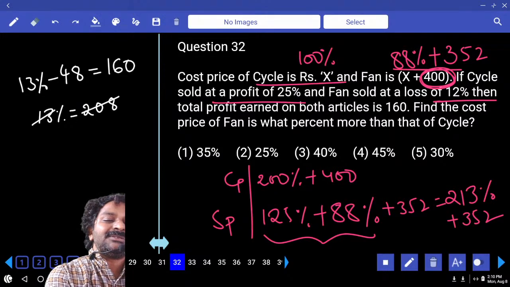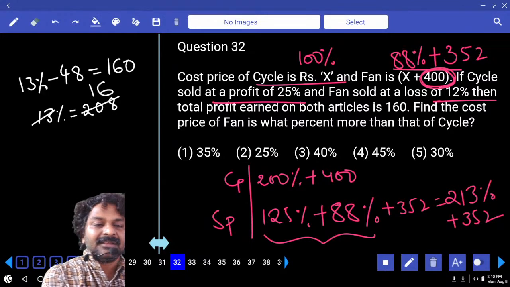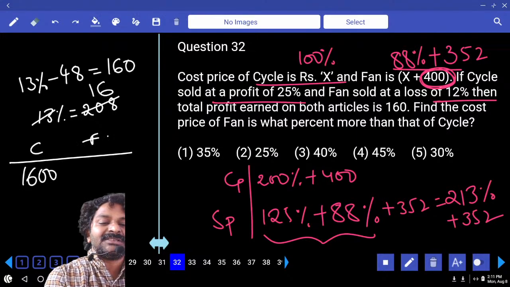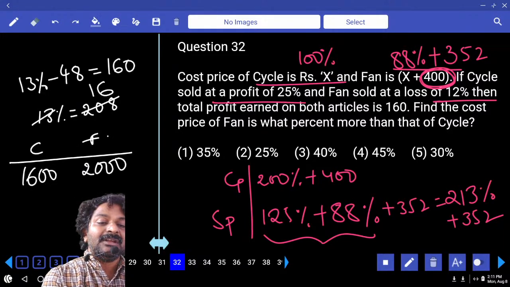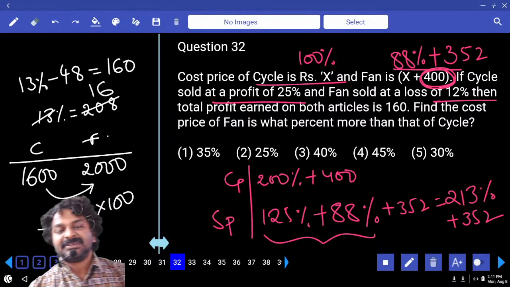13 how many times? 16 times. So 1% is 16. Correct. Now cycle cost is 100%, that is 1600 only. Next, fan cost is 100% plus 400, that is 2000. The question is: fan cost is what percent more than cycle cost? How much more? 400 upon 1600. 1/4 only, 25%.